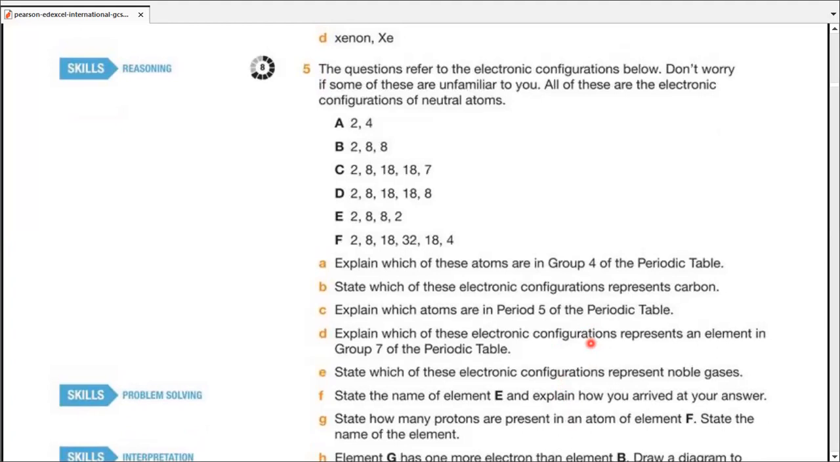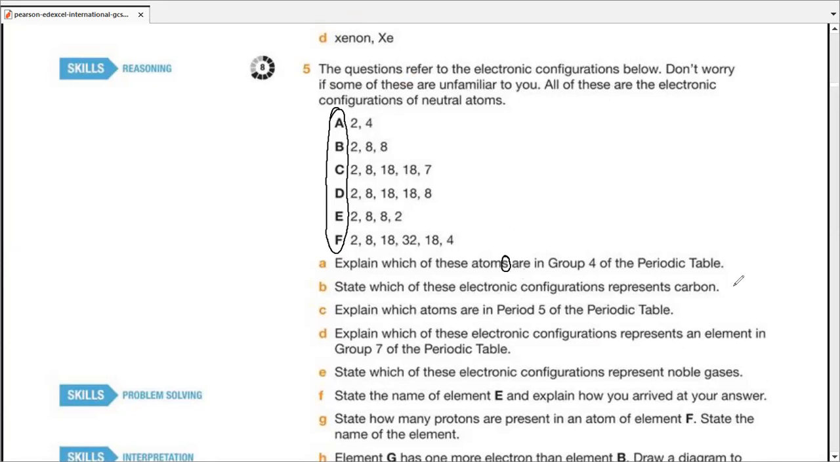So, part A, group 4. It's carbon. You're not supposed to identify the elements. You're supposed to tell me from these alphabets which one lies in group 4. Of course, they are using the term atoms. That means it's plural. There are more than one.